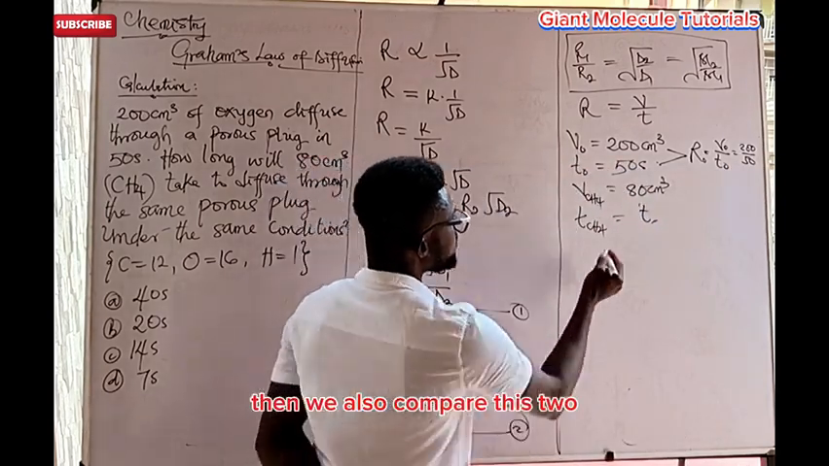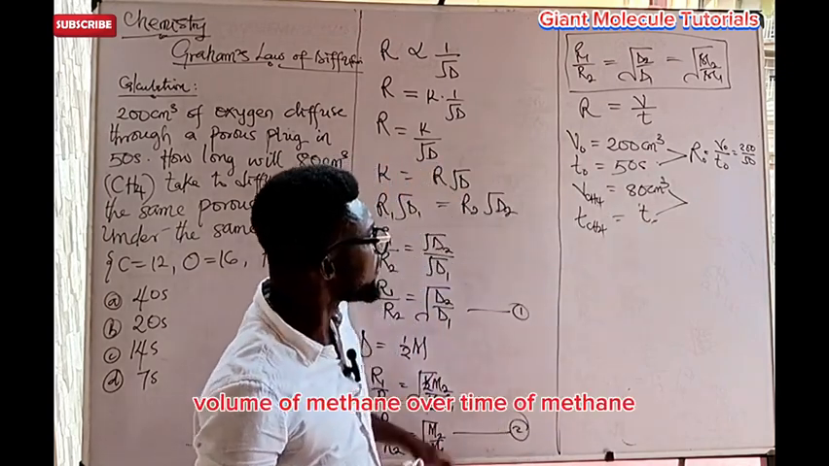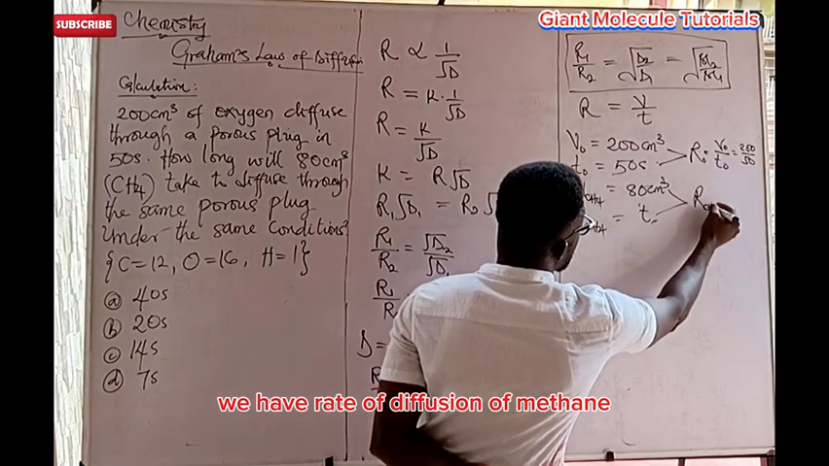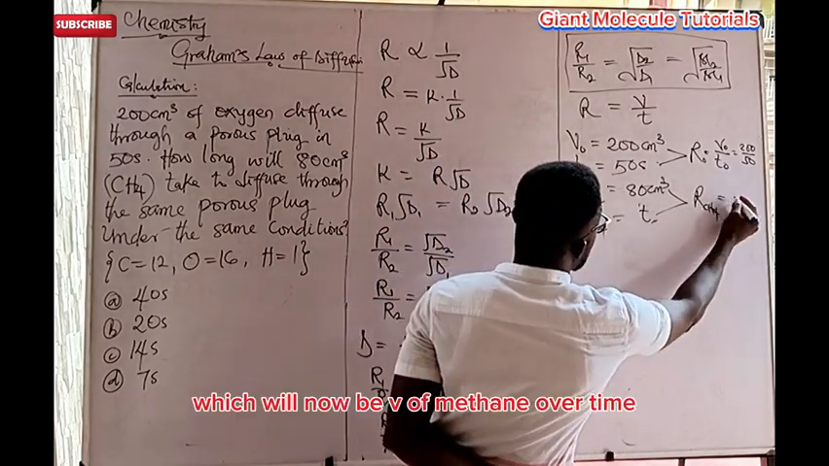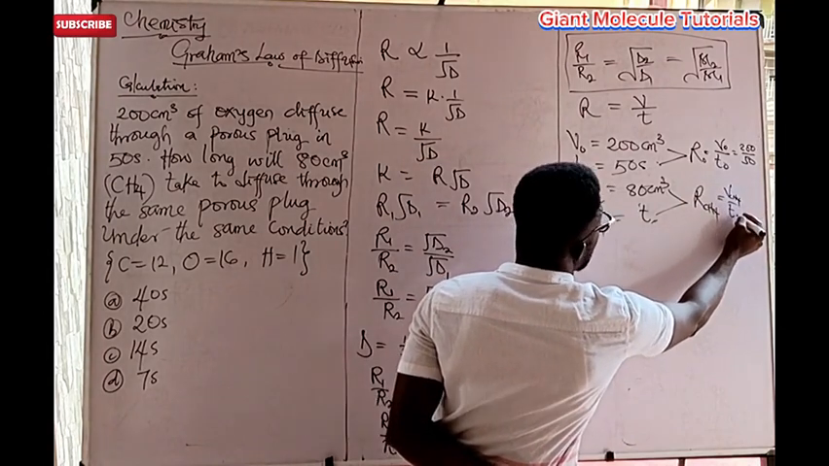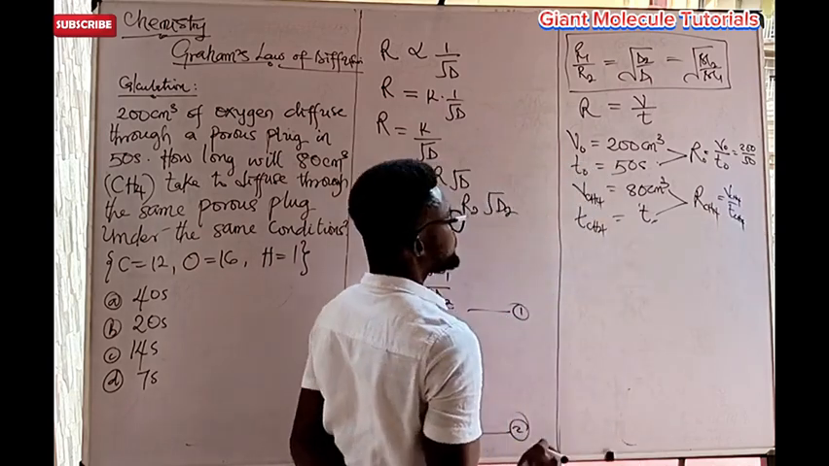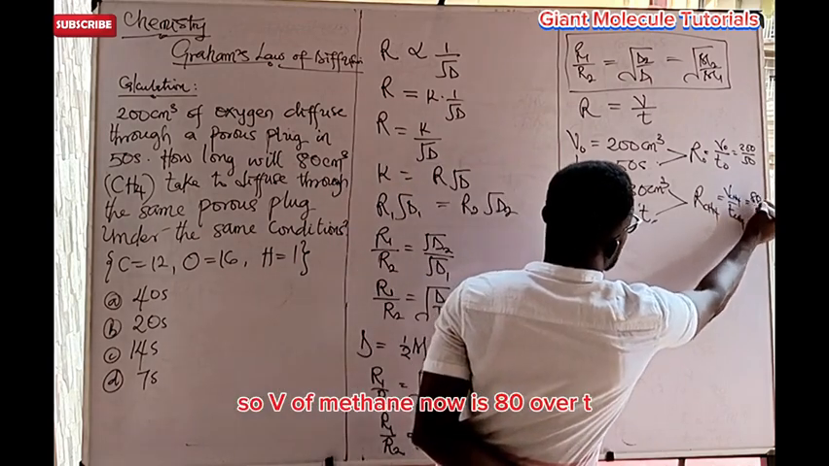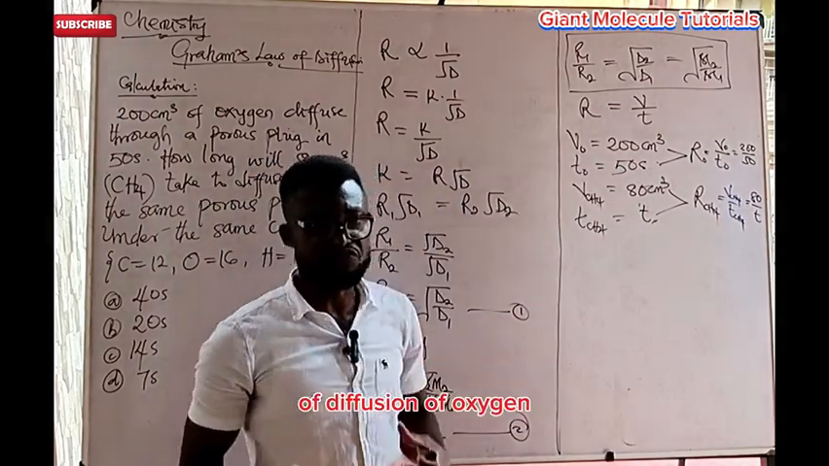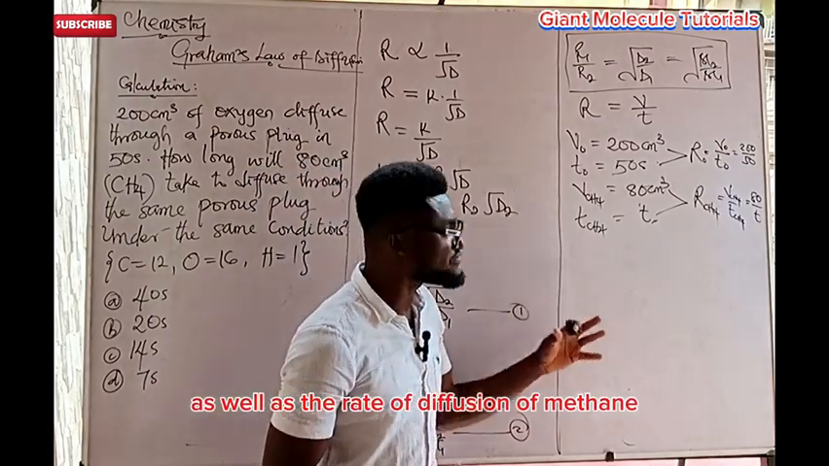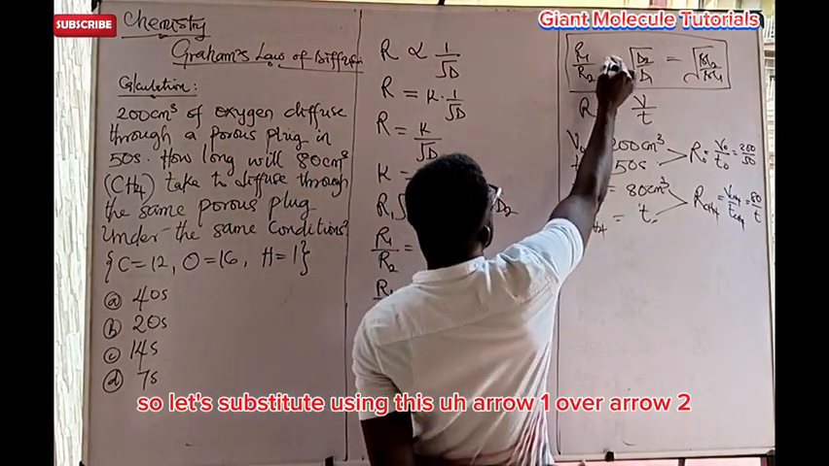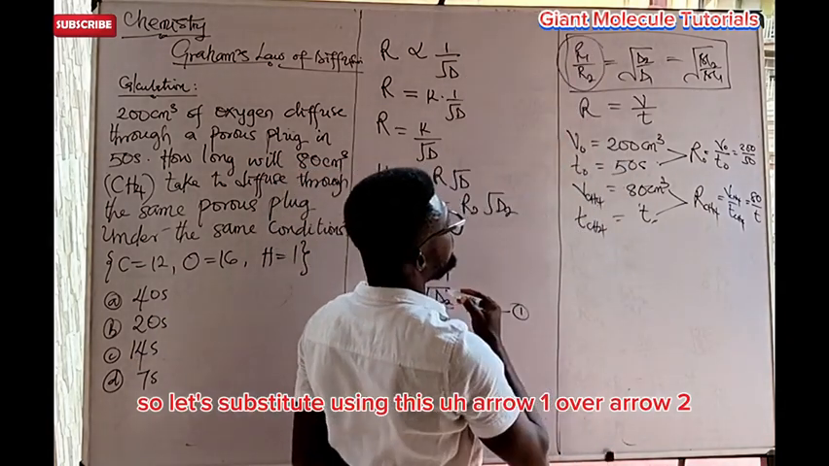Then we also compare these two: volume of methane over time of methane. We have the rate of diffusion of methane, which will now be V of methane over time of methane. So V of methane now is 80 over T. So at this point, we've got the rate of diffusion of oxygen as well as the rate of diffusion of methane. So let's substitute using this R1 over R2.